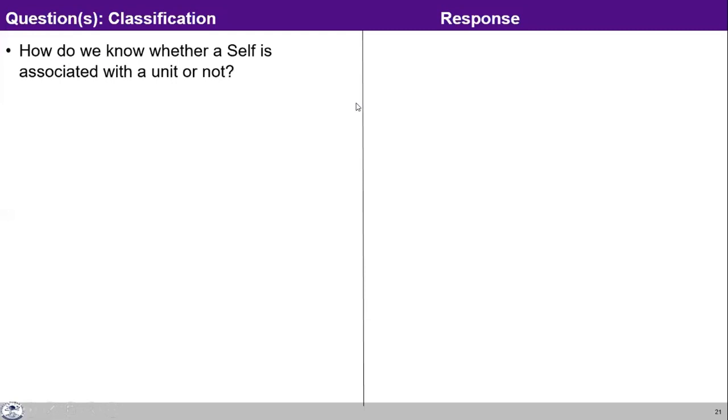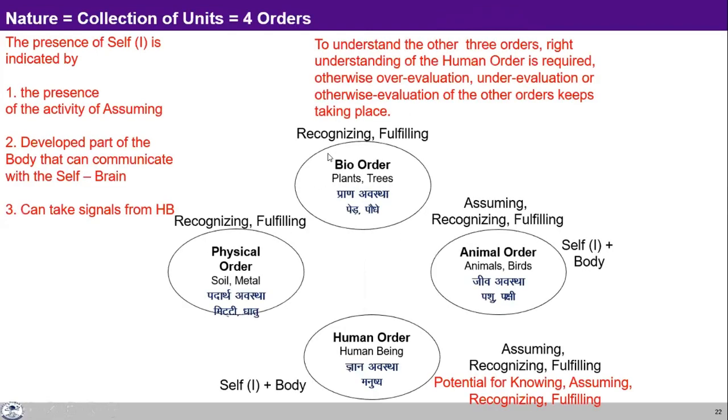This question we had taken up yesterday: how do we know that the self is associated with a particular unit or not? We said that in these four orders, we can observe the activities. In the physical order, there is only the activity of recognizing and fulfilling. In the bio order, again, there is the activity of recognizing and fulfilling. But in the animal order, there is a self as well as a body, and that is how the activity of assuming is also seen there. Here the self is more developed, so we have the potential for knowing also there.